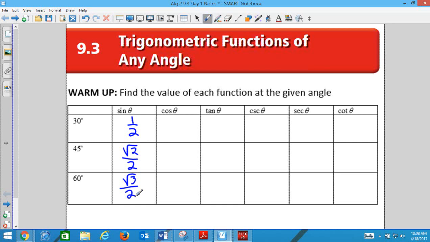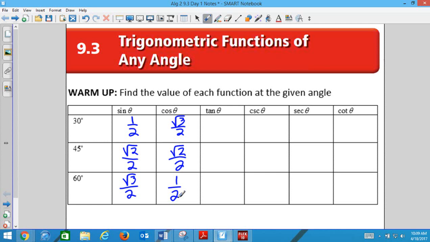Alright, cosine of 30 is the same as the sine of 60, so this is radical 3 over 2. Cosine of 45 is radical 2 over 2, same as the sine of 45. And then this one's radical 3 over 2, this one's radical 2 over 2, this one is radical 1 over 2, or 1/2. So the sines, as you go up in angles, increase. The cosines decrease.